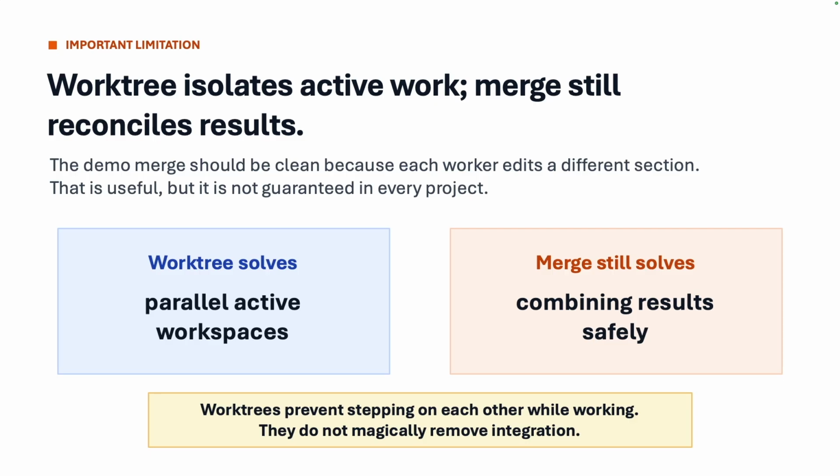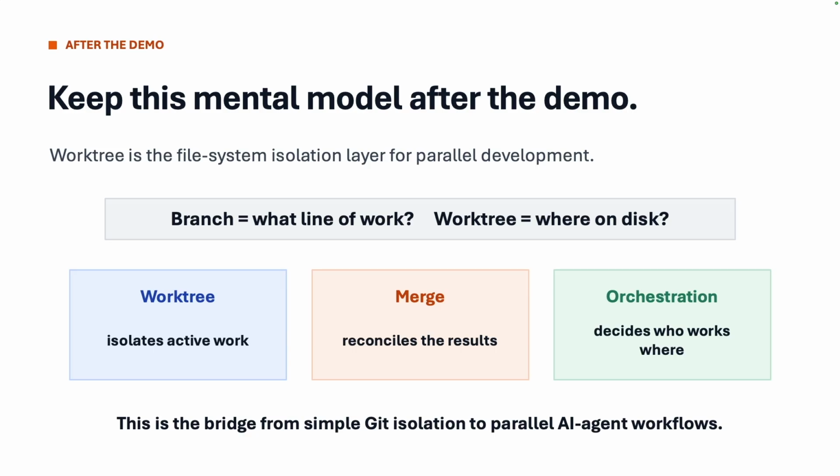In the demo that we just saw, it was pretty simple, but because the work is completely isolated on separate git work trees, it becomes very easy to integrate with the proper integration strategy. So when you are working with a work tree, or when you see an agent work with work trees, keep this mental model. Worktree is a file system isolation layer for parallel development. Branch always talks about what line of work, and worktree talks about in which particular folder or disk space your work is. Worktree isolates the active work, merge reconciles the results, and orchestration decides who works where.